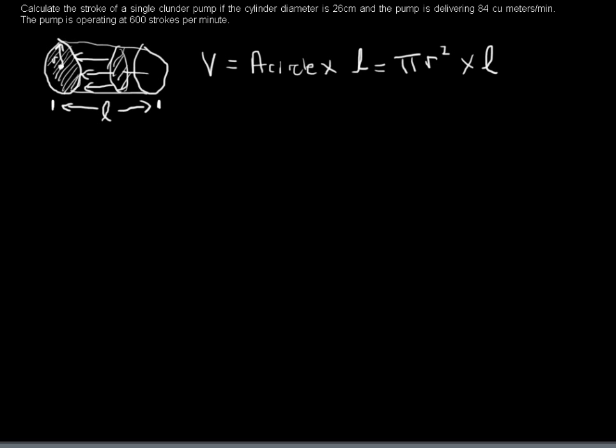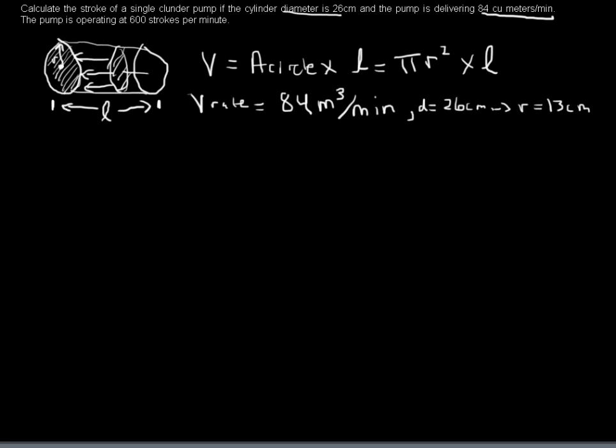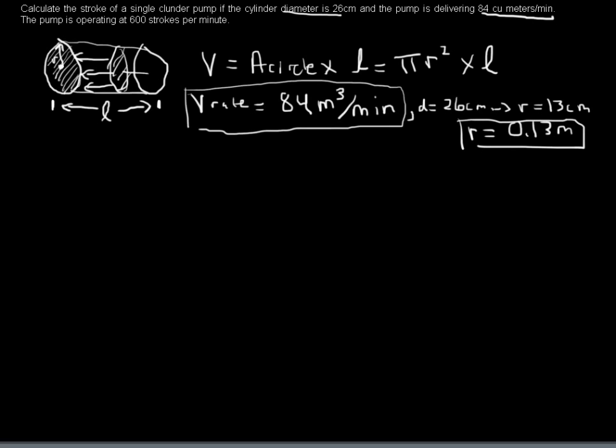So what does it give us? It gives us the volume flow rate. So the volume flow rate, we know that there's 84 meters cubed per minute. Diameter is 26 centimeters, so that means the radius is 13 centimeters. And let's try to keep everything in meters, so it's 0.13 meters. We know that. And it gives us one other piece of information: operating at 600 strokes per minute.